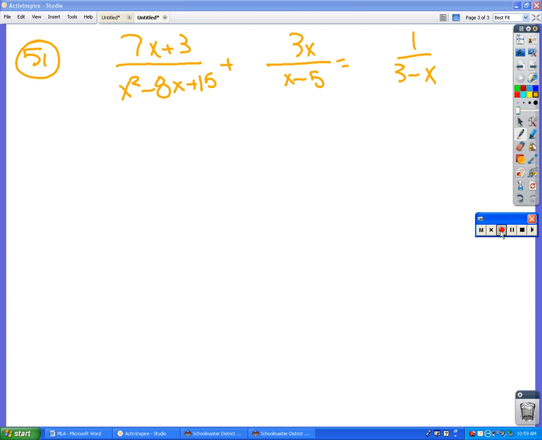Okay, what do I do now? Set. We have to factor. Factor. Two numbers that multiply together to be 15 and add to negative 8: negative 5 and negative 3. Oh, I'm so good.